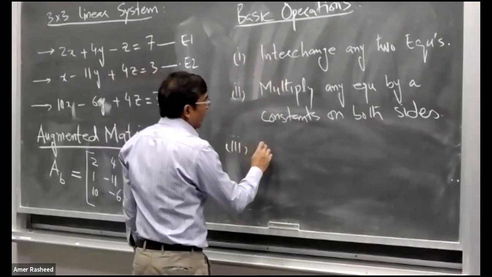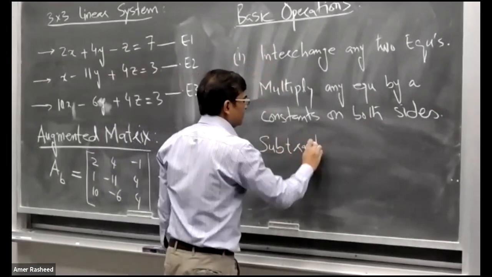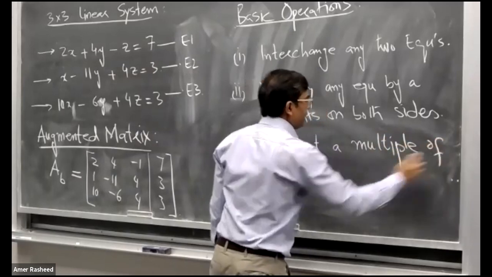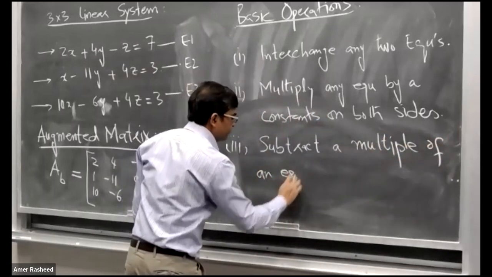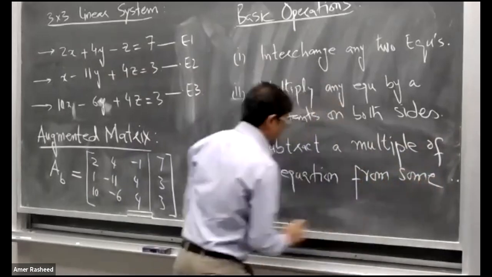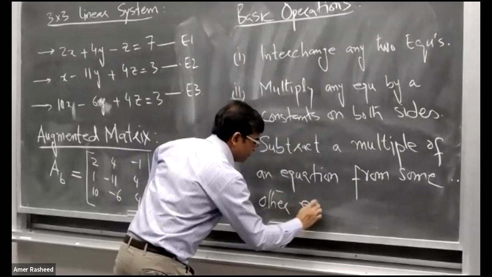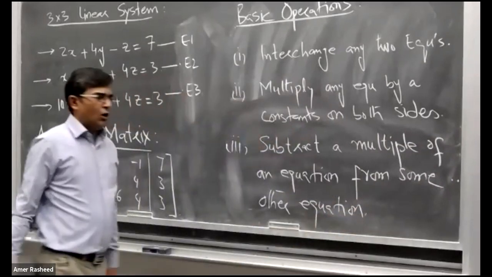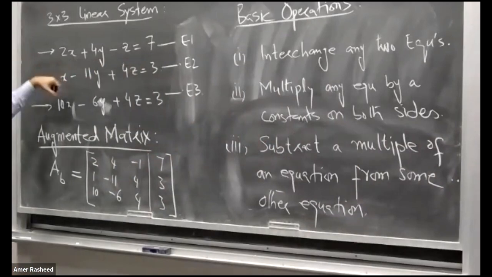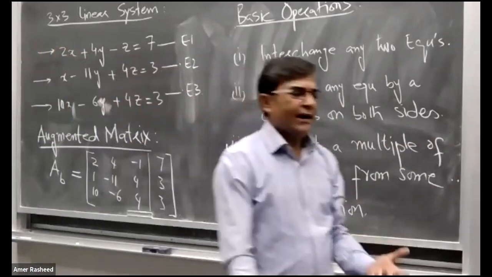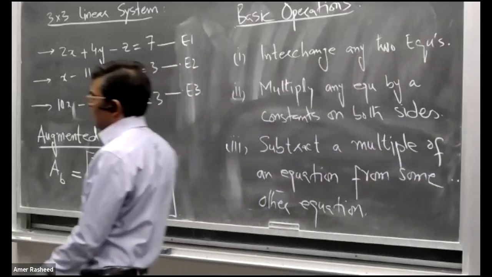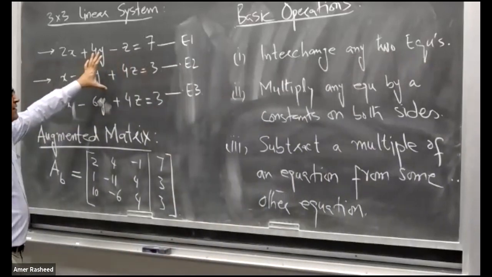Number 3, subtract a multiple of an equation from some other equation. This is also allowed. What does it mean? We can multiply any equation by some constant, and then we can subtract it from some other equation. This is also allowed. It doesn't change anything in the linear system. So these are three basic operations which we can apply on a linear system in order to solve them simultaneously.